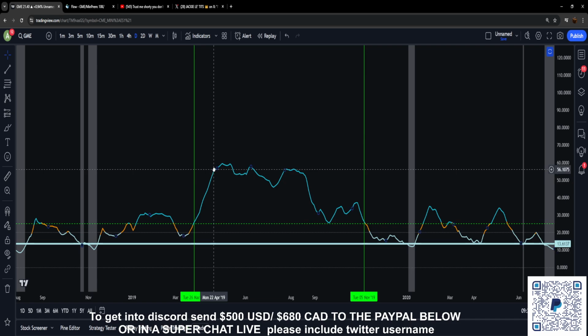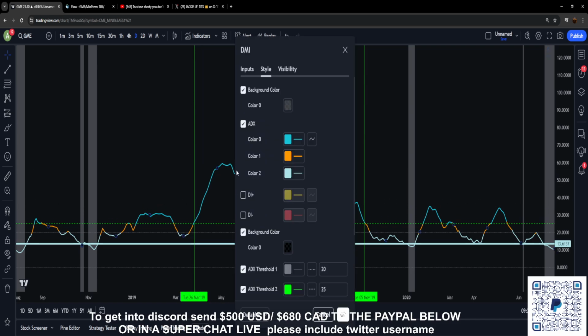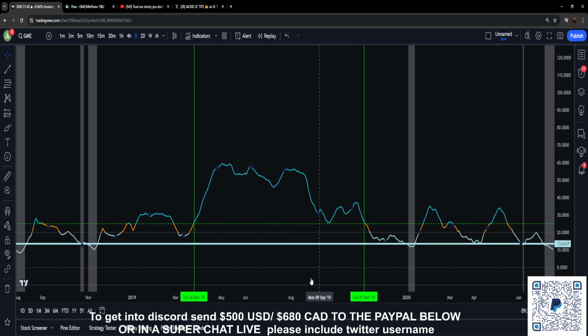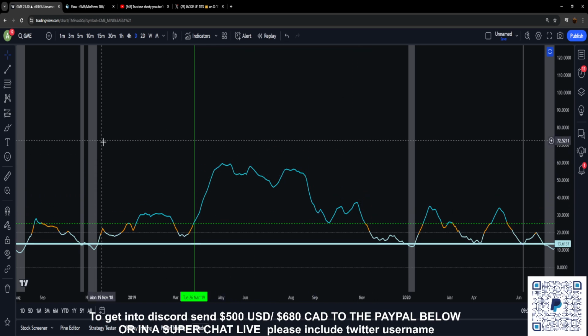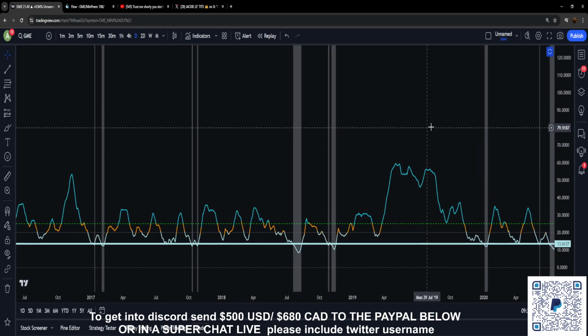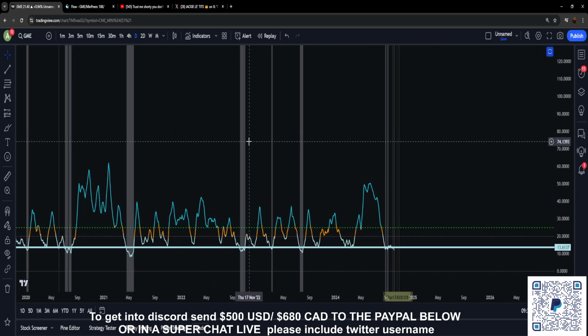Now, I could throw in the DMIs and that will make things a little bit easier to understand, but we're not going to do that yet because I just want you guys to focus on this particular indicator. Just the ADX for now. The reason that I want you to focus on just the ADX is very, very simple. So check this out.